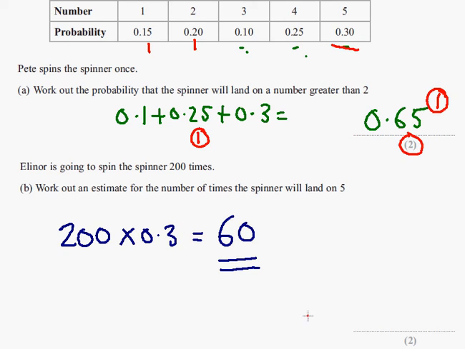Now, part B is also worth 2 marks. Let's have a little look at the mark scheme to see where you get those marks. So the first one is a method mark for doing 200 times 0.3, and the second one is for the final answer of 60. Okay, so that's the second mark there, and that's it.